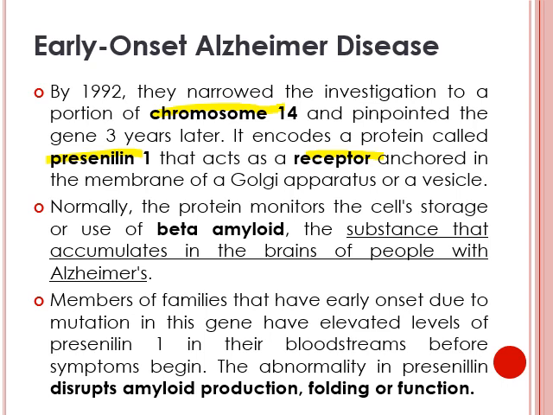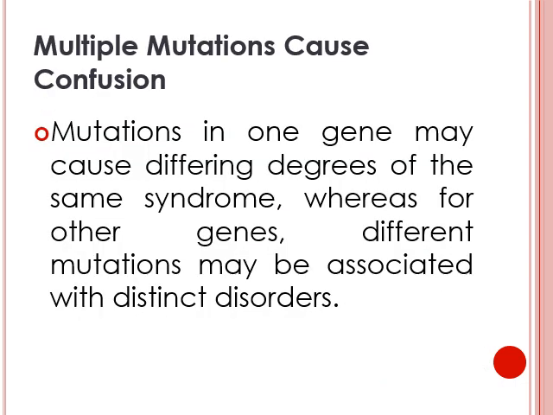So the protein monitors the cell's storage or use of beta amyloid. It is a substance that accumulates in the brain of people with Alzheimer's. The abnormality in the presenilin disrupts amyloid production, folding, or function. So we also have multiple mutations that cause confusion.